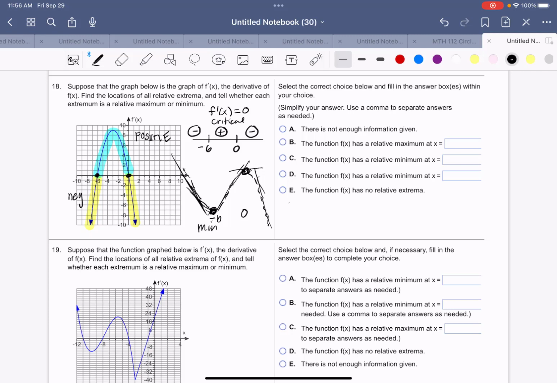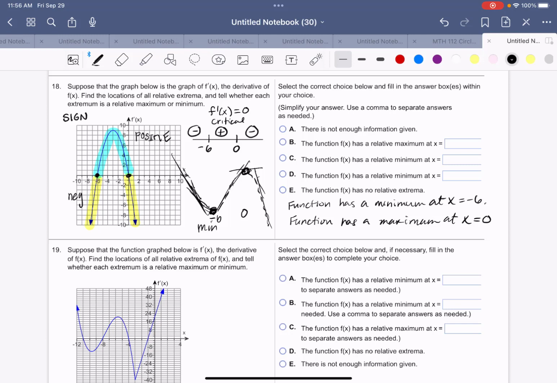The function has a minimum at x equals -6. And the function has a maximum at x equals 0.